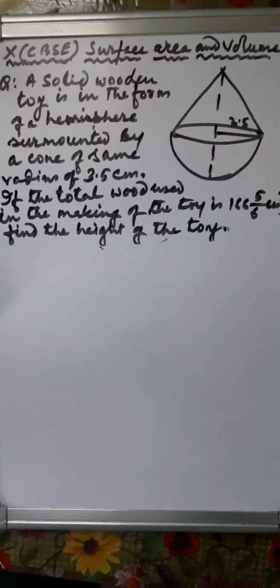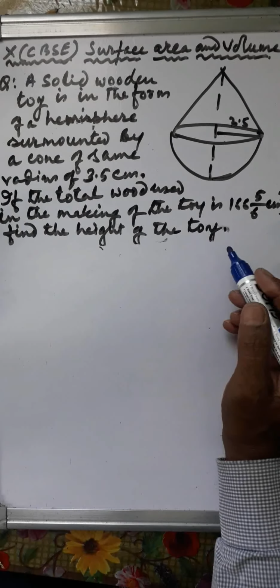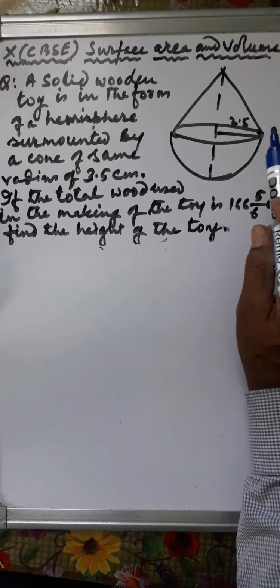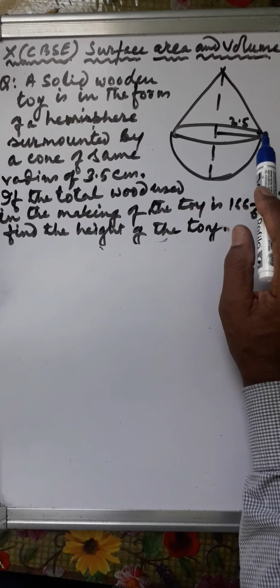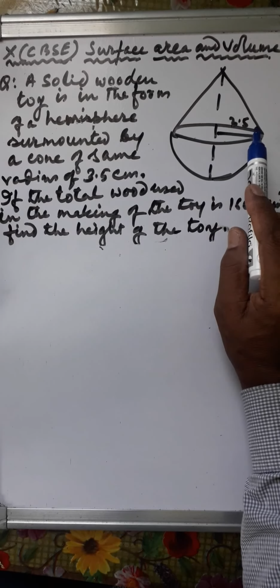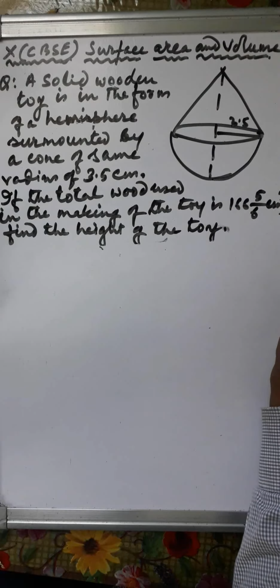Students, today we shall start another topic of mensuration, surface area and volume of solids. Okay, standard 10 CBSE. Students, in standard 10, we shall mainly learn about the surface area and volume of a combination of two different figures. Not more than that.